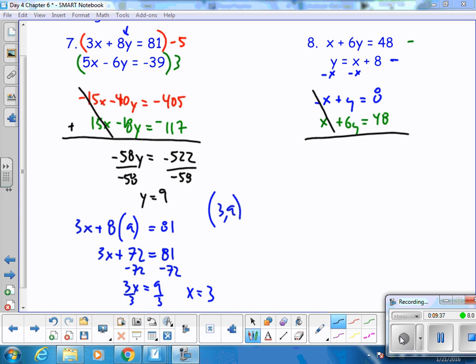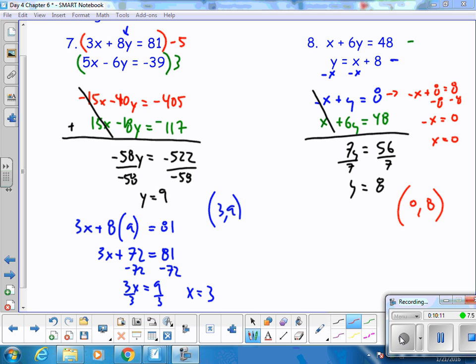All right, those look good. 7y equals 56. Divide by 7. Y equals 8. Now let's find a spot to put it in. I'm going to use, let's see, y equals 8. I'm going to use this guy right here. So negative x plus 8 equals 8. Divide both sides by negative 8, I end up with negative x equals 0, x equals 0. My solution should be at 0, 8.